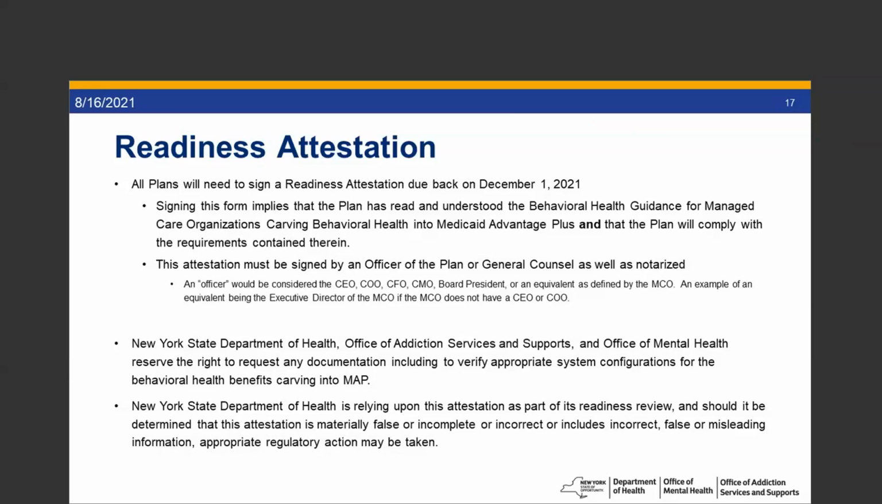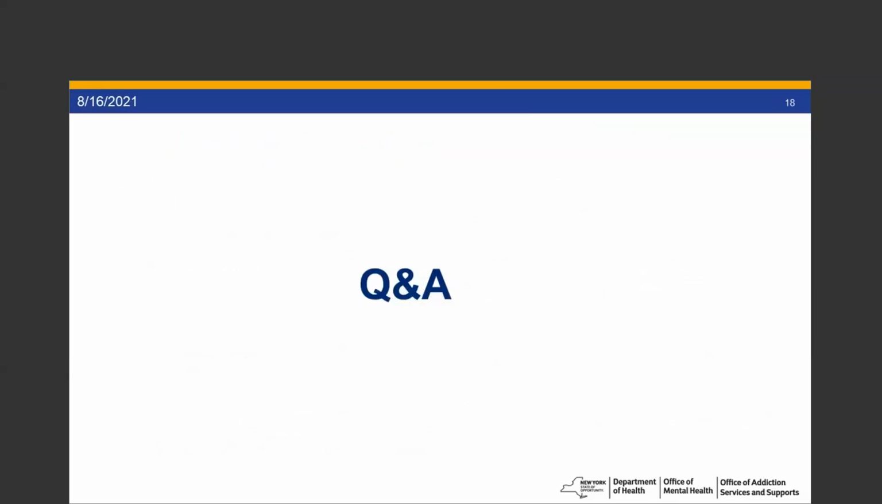And we do reserve the right to request any additional documentation that we need if we're not getting what we need from other means. And finally, we are using this attestation as a component of the readiness review. So the plan must ensure that everything is accurate. And if it's identified that something was falsely reported or incomplete, we can take regulatory action as necessary. And I think that is it for this slide.